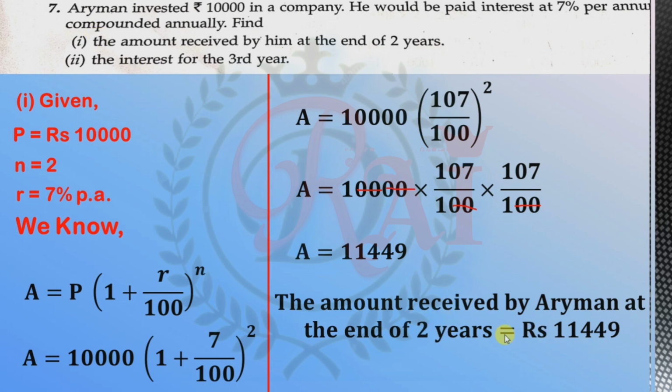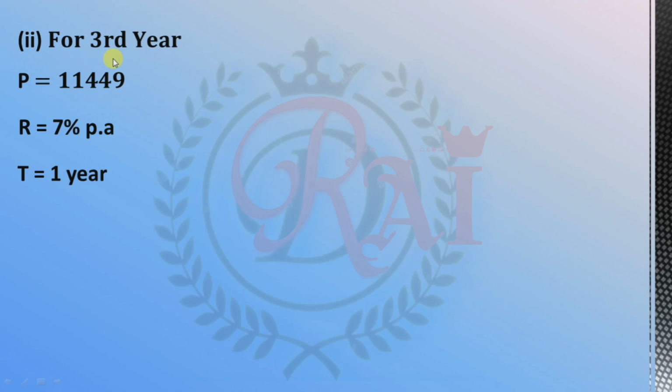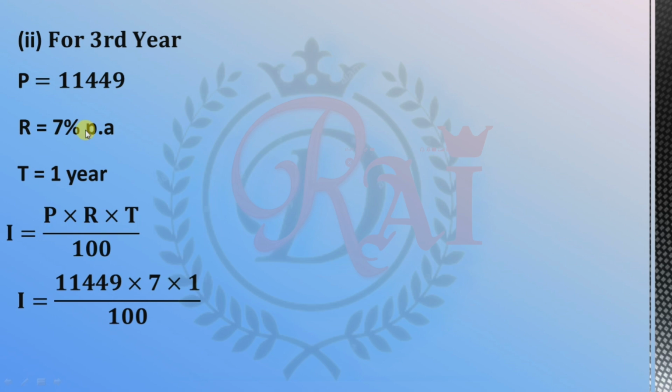Now we know that the amount at the end of the second year becomes the principal for the third year. Rate is 7% per annum and time is 1, because we are calculating interest for the third year. So we know I is equal to P into R into T, whole divided by 100. P means 11,449, R is 7 and time is 1, whole divided by 100.